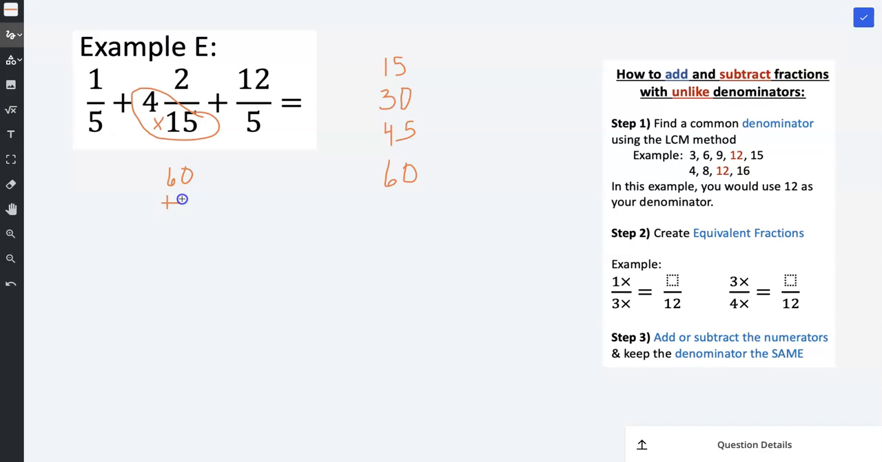and then we add the numerator. So we add that 2, and we get 62 for our new numerator, and the denominator stays a 15. And then this is already an improper fraction, the 12/5, so I'll just copy it. And then the 1/5 is already a proper fraction.